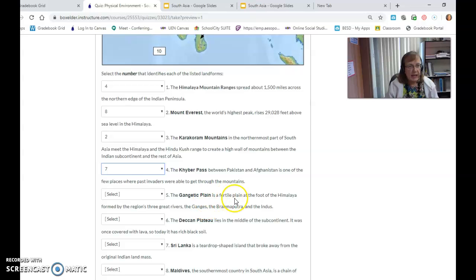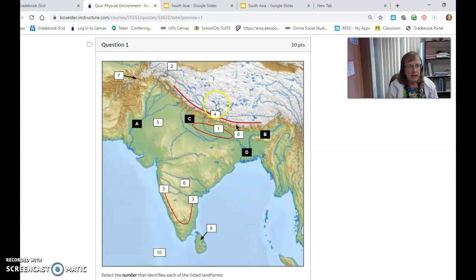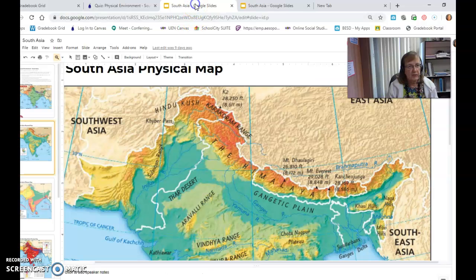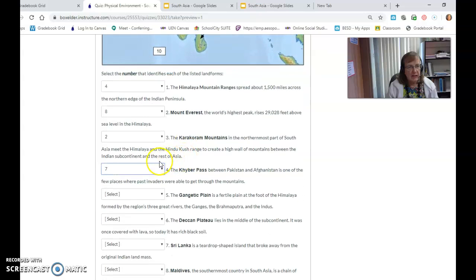The Gangetic Plain is a fertile plain at the foot of the Himalaya formed by the region's 3 great rivers, the Ganges, the Brahmaputra, and the Indus. Well, I can see at the foot of the Himalaya, we're probably talking about number 1, but I'm going to look over here and oh, yep, the Gangetic Plain right there where the number 1 was. So let's go back here. The Gangetic Plain is number 1.